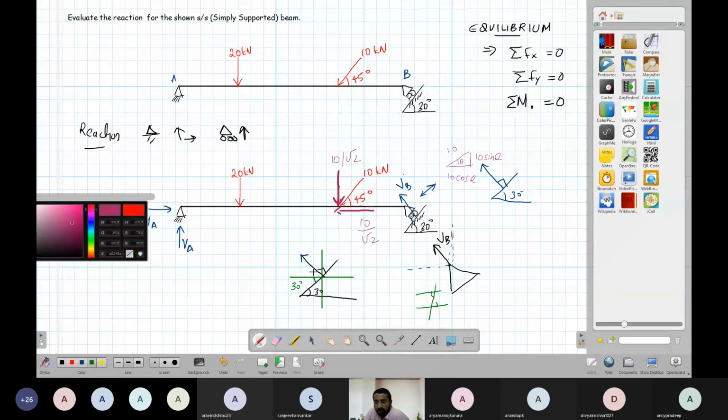Now this total angle is 90, this total angle is 90. So this should be 60. Okay, so we are getting this as 60, or we are actually getting this as 30, because this is the 90 degree. You can consider this 60 or you can consider 30. So I'll go with 60.